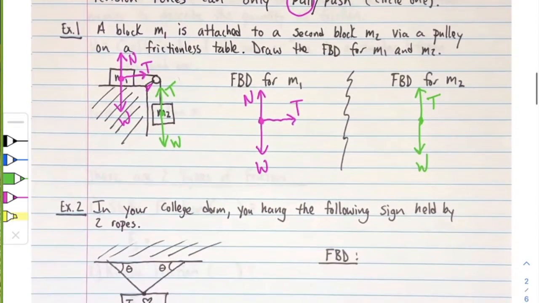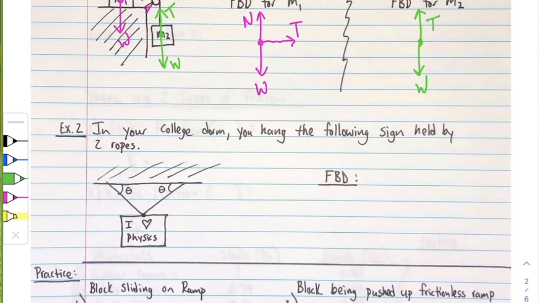All right. Example number 2, in your college dorm, you hang the following sign held by 2 ropes. Draw the FBD. So go ahead and take a moment, try to draw the FBD of your I love physics sign. Much better. All right, so here, I'm just going to draw a little point mass. There's our physics sign. And so all your college dorm mates can see it, you want to suspend it high in the air.